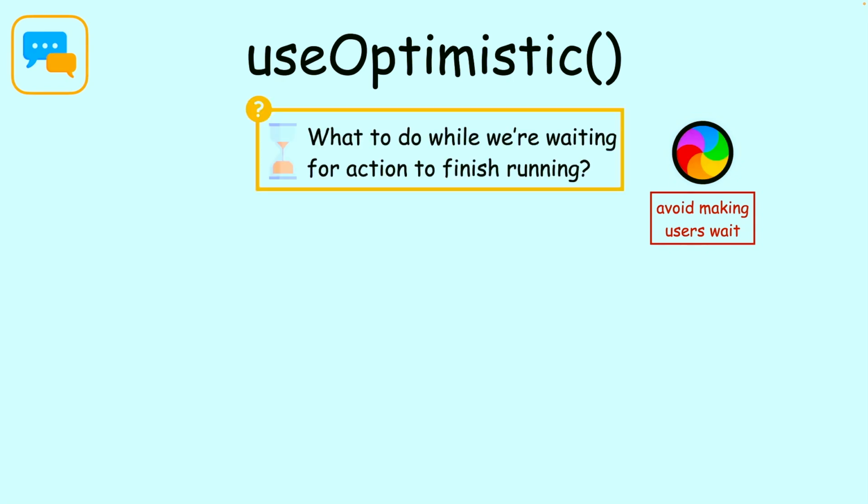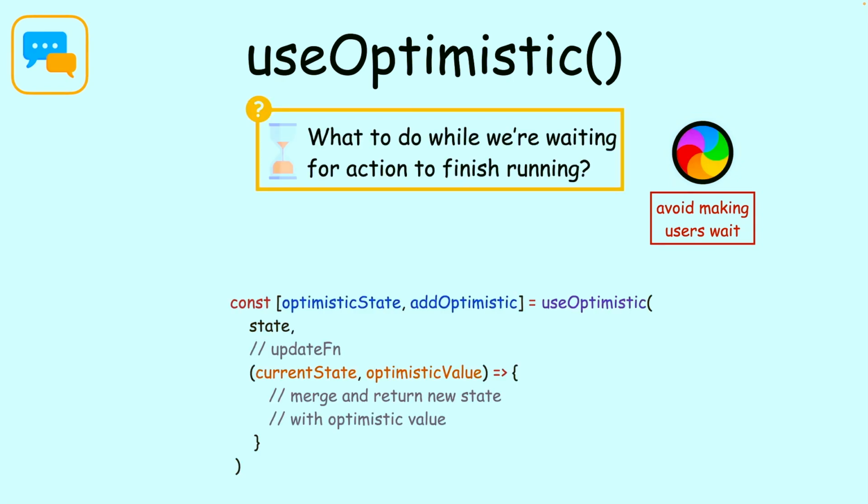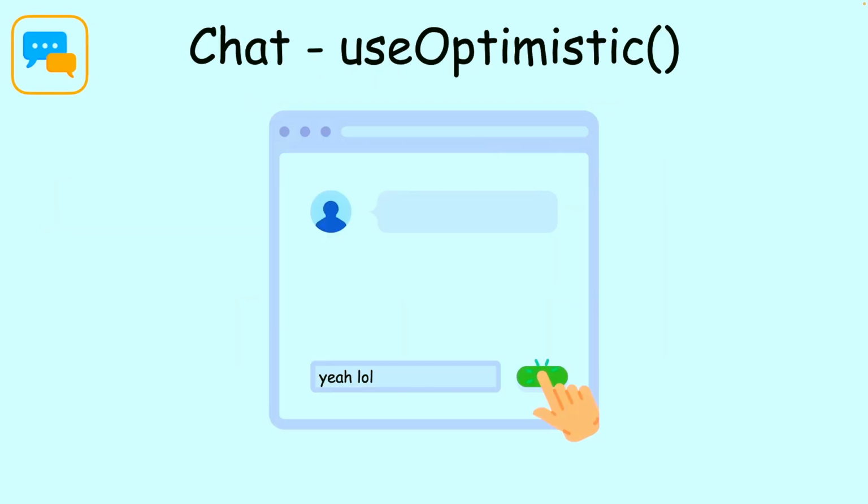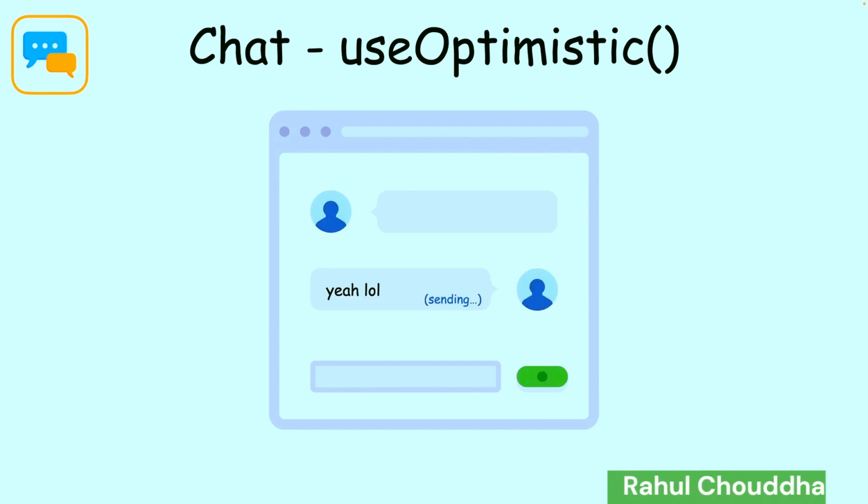But making the user wait for the result of an action isn't a great experience for them. So what can you do to fix it? This is a great use case for the new useOptimistic hook, which performs an optimistic update. It's ideal for real-time apps such as a chat app to immediately update the user interface with what the user submitted. If a user submits a message, you could perform an optimistic update and tell the user the message is being sent, and afterwards update it with the server state when it is actually added to the database.